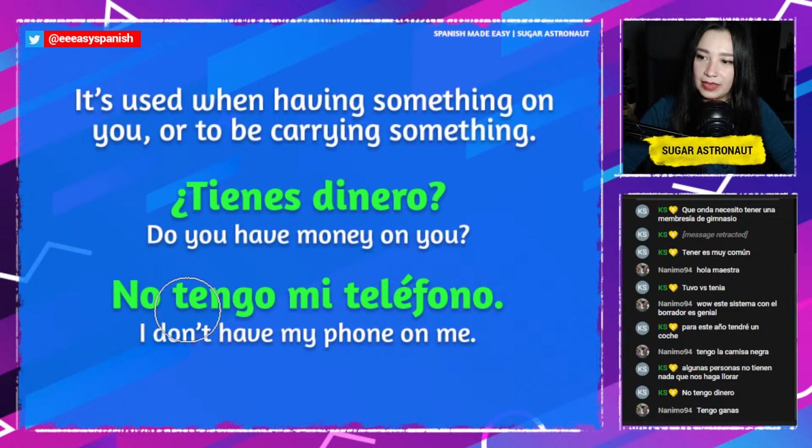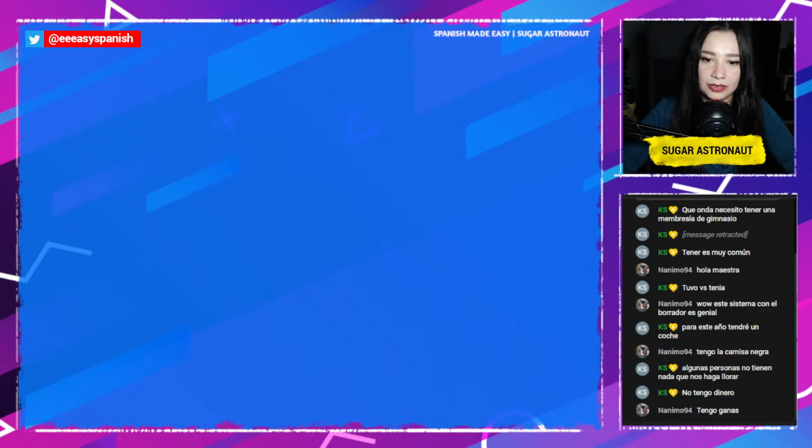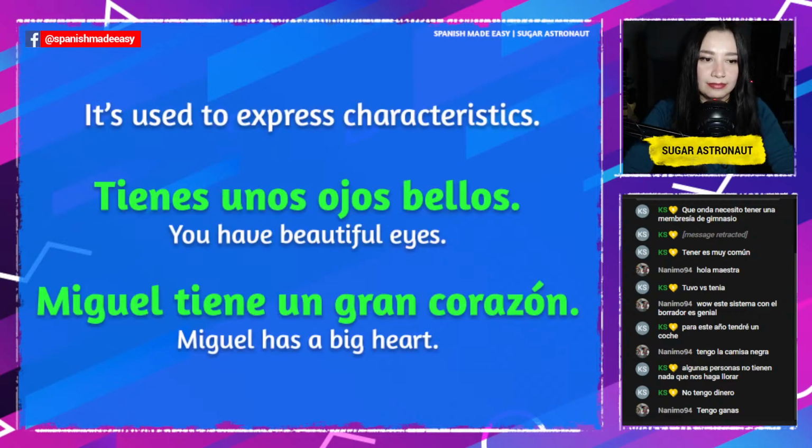Okay, so the next use, guys. Tener is used to express characteristics, okay? Characteristics. For example, it could be something physical, you know? Maybe you're talking about eyes, hair, body, anything.